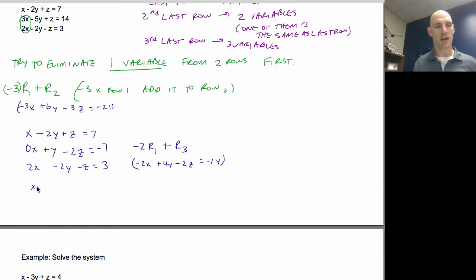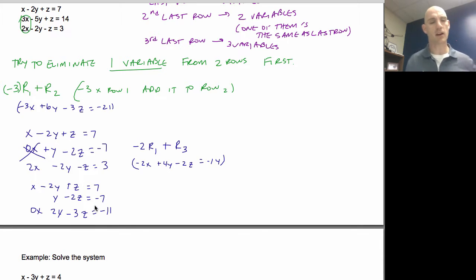My top line doesn't change. x minus 2y plus z equals 7. And then I've got, and I don't have to write this again, y minus 2z equals -7. When I add -2x, so this would be 0x, and then 2y, and then minus 3z equals, and this is going to be -11. Okay, so that's what I end up with here.